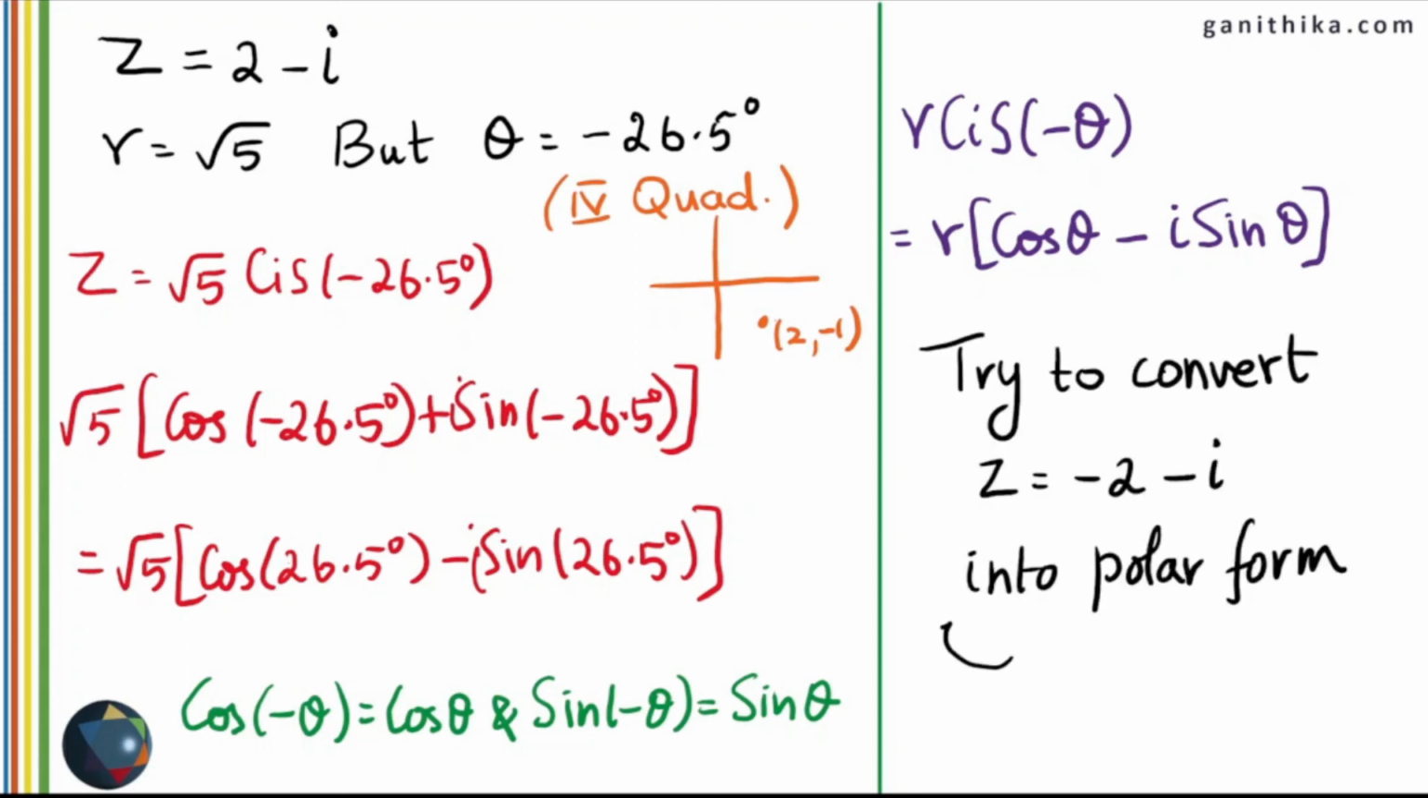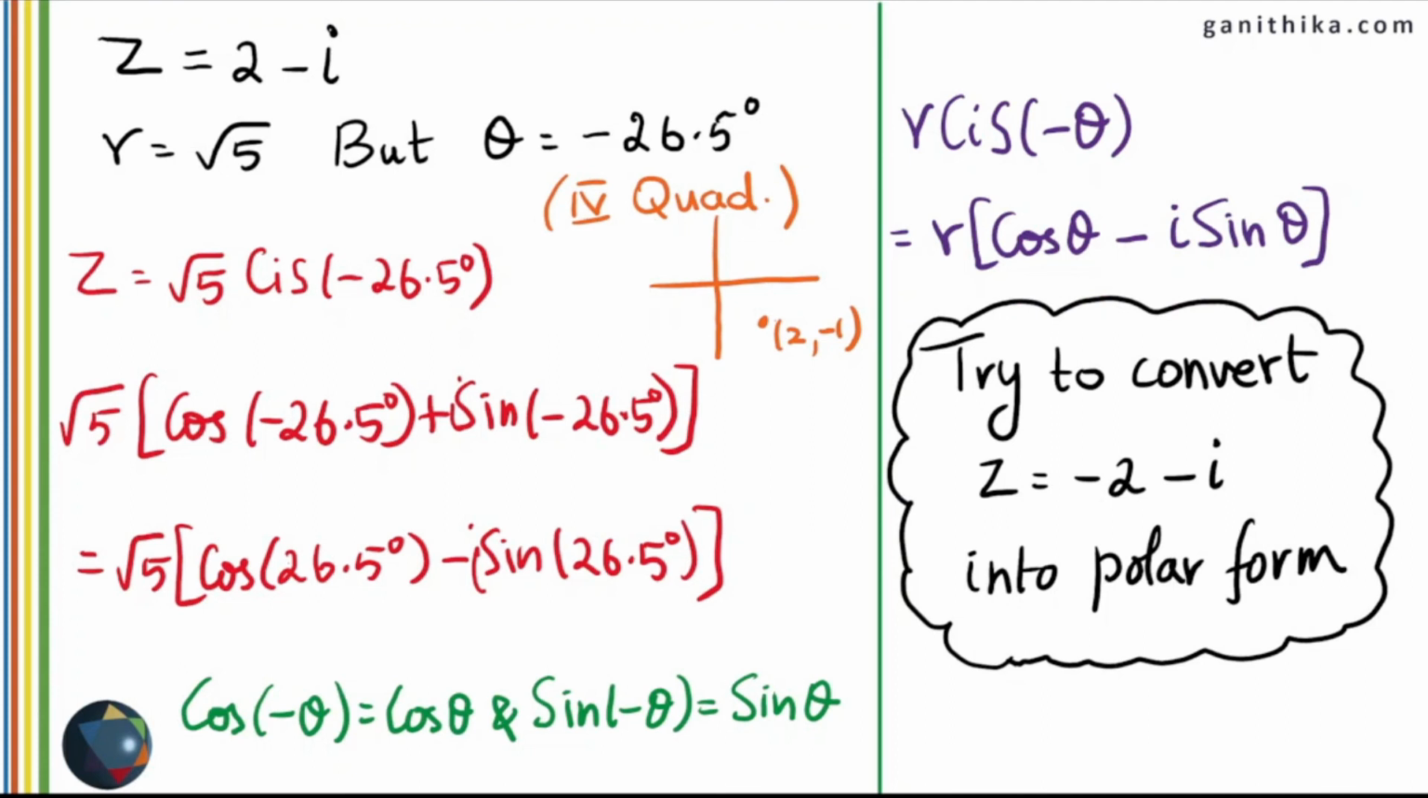Try to convert minus 2 minus i into polar form now. Are you ready? The answer is square root of 5 cis minus 153.5 degrees because it is in the third quadrant, minus 2, minus 1. Therefore, it is in the third quadrant, which gives you a negative value. Negative 153.5 degrees is the argument.